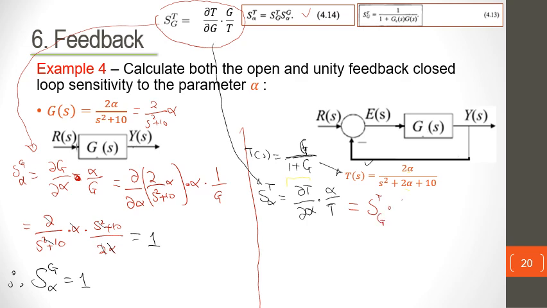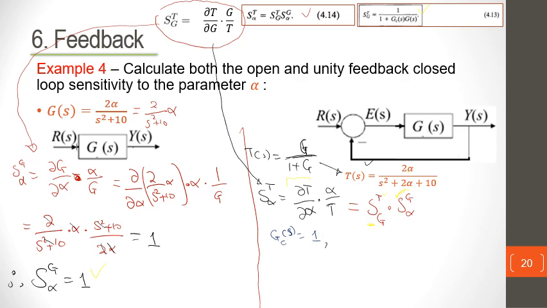This is the sensitivity of T with respect to G times the sensitivity of G with respect to alpha. This we have already calculated because it's done here. It's equal to 1. What we need is the sensitivity of T with respect to alpha. However, we have this equation here. So we can see that for our particular case, GC of S is equal to 1. That is, the controller transfer function is simply equal to 1.